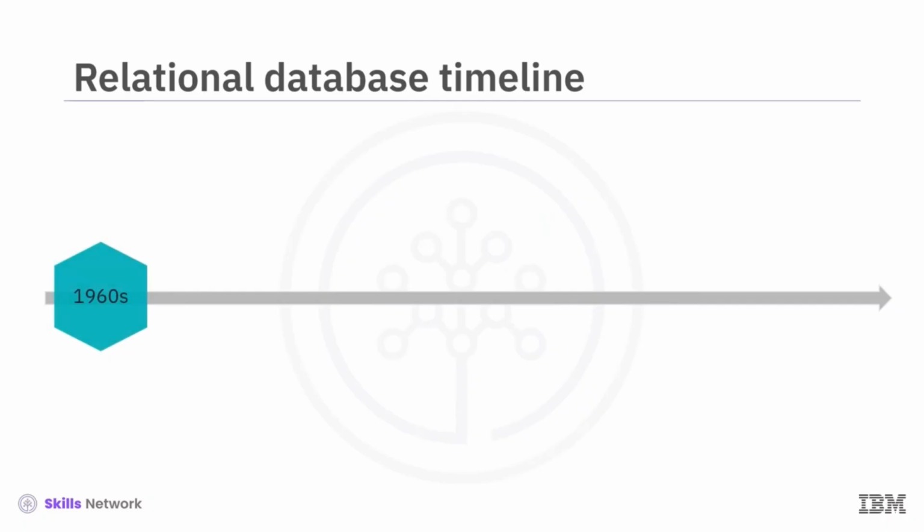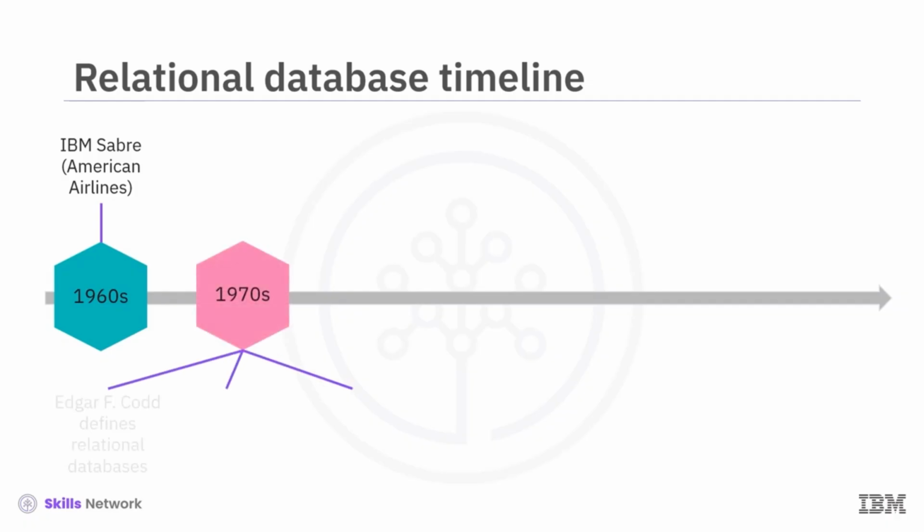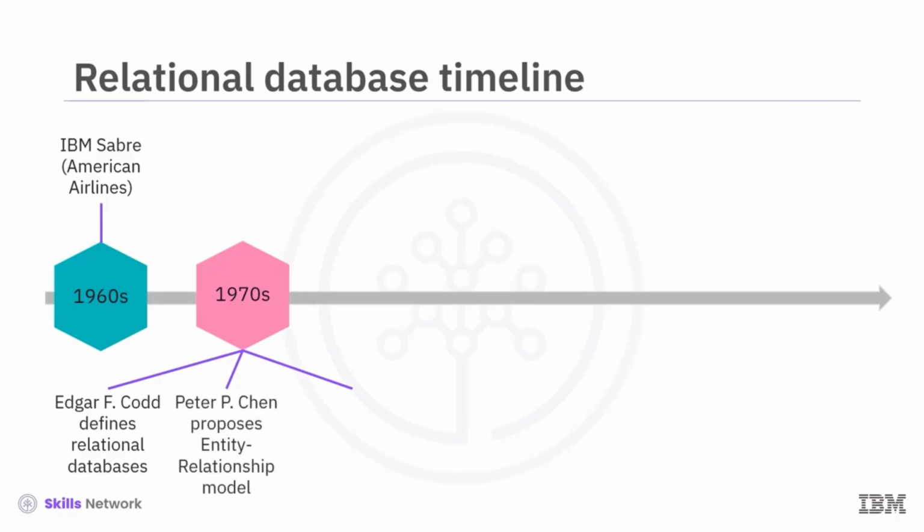In the 1960s, IBM and American Airlines created the IBM Sabre Seat Reservation System, the first product recognizable as a relational database. In the early 70s, Edgar F. Codd listed 12 rules to define relational databases. In 1976, Peter P. Chen introduced the Entity Relationship (ER) database model. By the late 70s, Ingres from the University of California, Berkeley, and System R from IBM San Jose were operational.